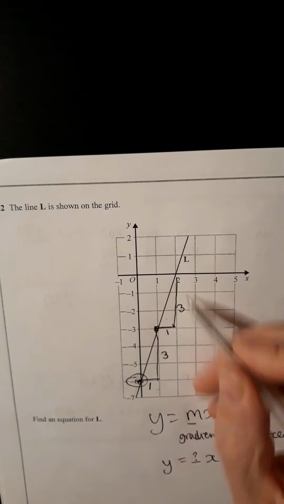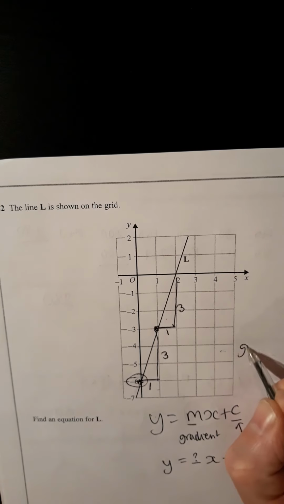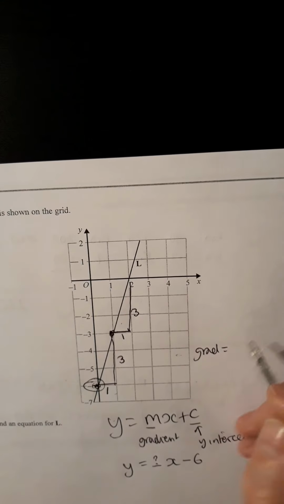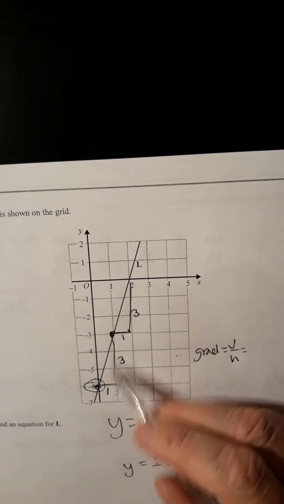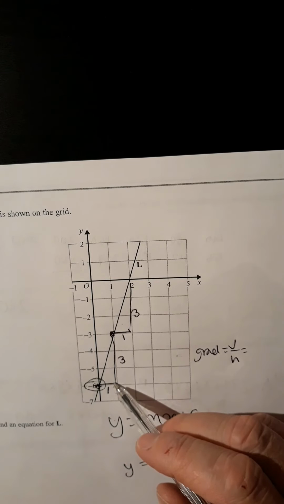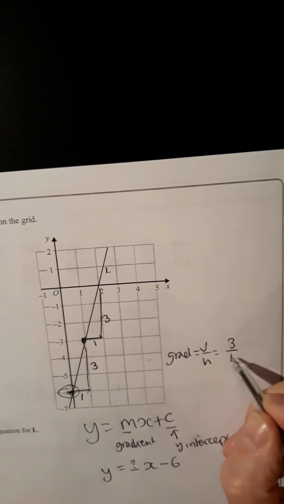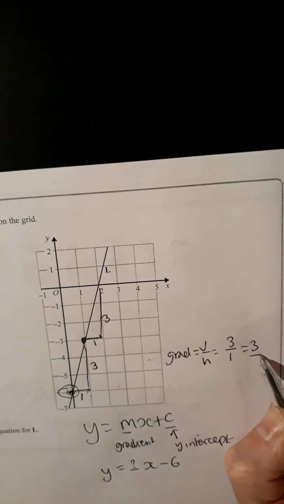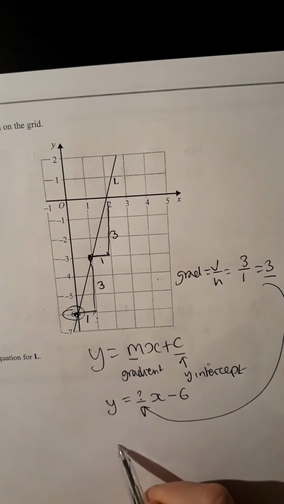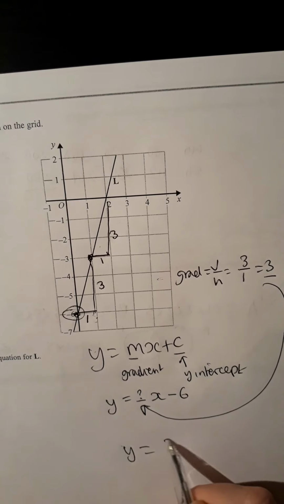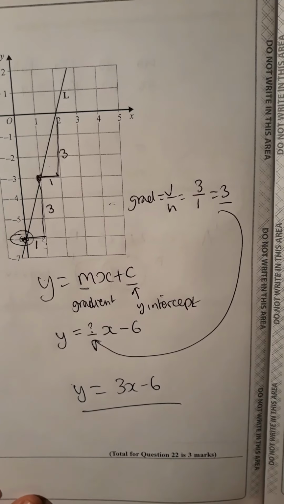Or even if I went across here, I'd end up with 6 and 2. Some of you may have done that. So the gradient is always the vertical divided by the horizontal. So how much it climbs for every 1 unit it travels horizontally. In this case, 3 over 1. And 3 divided by 1, you don't even need a calculator for that, do you? It's 3. So bringing this down, that's become our number there. So our final equation for this line is y equals 3x minus 6. Nice 3 marker, that one.